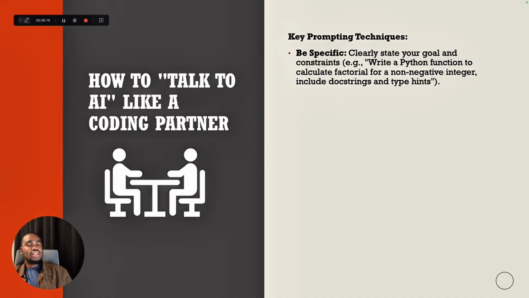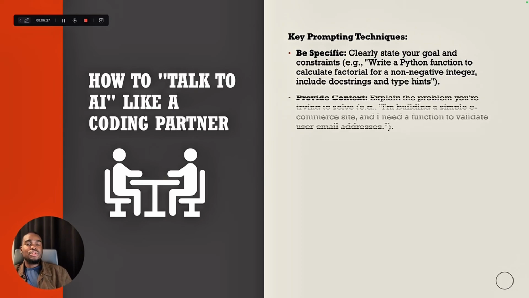Include docstrings and typings. Some of these terms might be strange to you, but after this course, there will be things that you would already know. Once you know those things, you can now instruct AI to help you out. So you have to be specific.